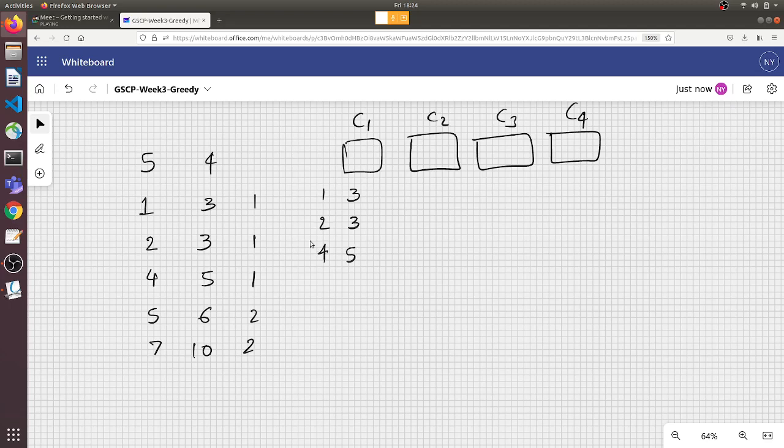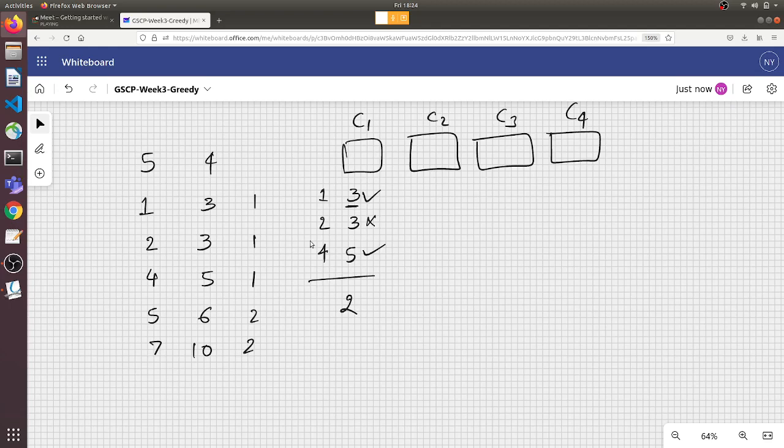So if I choose customer 1, which is coming at time 1, leaving at 3, then I cannot choose customer 2 because they are overlapping. This one is 1, 3 and this is 2, 3, so they are overlapping and cannot be served at the same time. So we can serve only one of them. Let's say we serve the first customer, then we cannot serve the second one. Then the third one is coming at time 4, which is greater than the departure time of the first customer. So they are not overlapping, and we can definitely serve this third customer. So counter 1 can serve 2 customers.